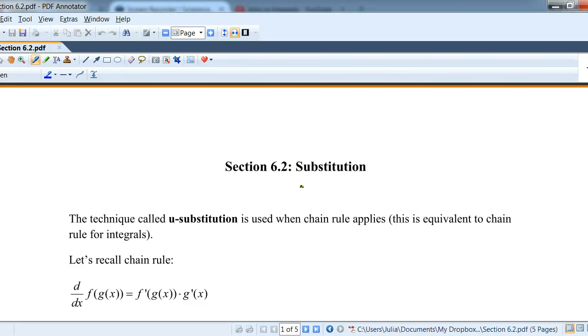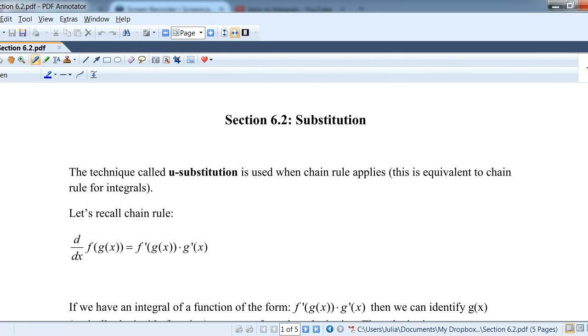Hi, in this section we'll take a look at a neat little trick, or technique, that we'll use to integrate certain functions via u-substitution. If we recall the chain rule, the derivative of a composite function is the derivative of the outside function, f prime of g of x, times g prime of x.